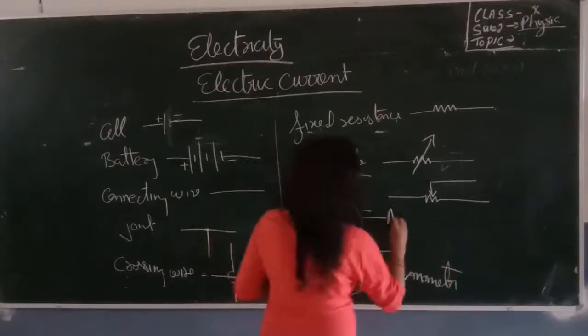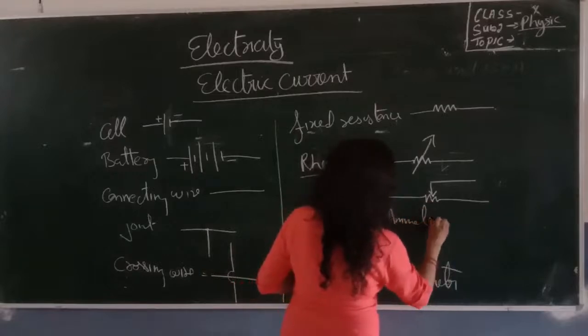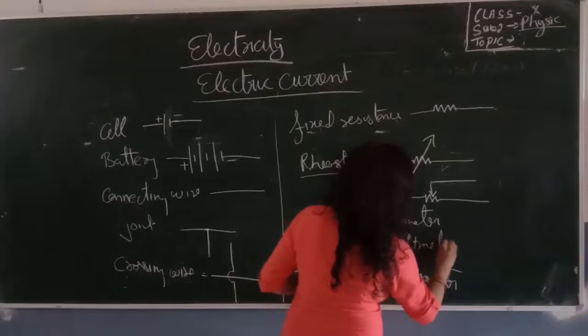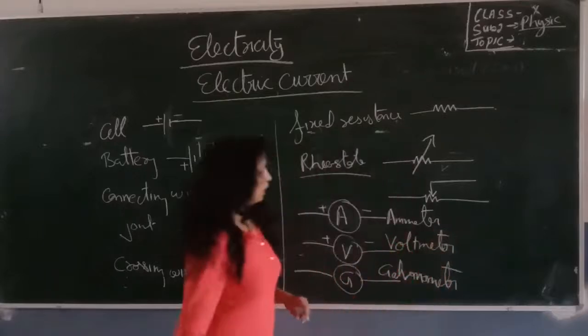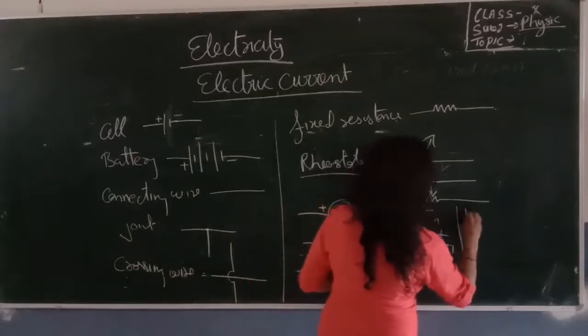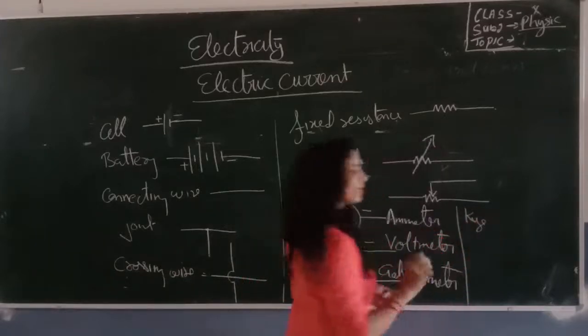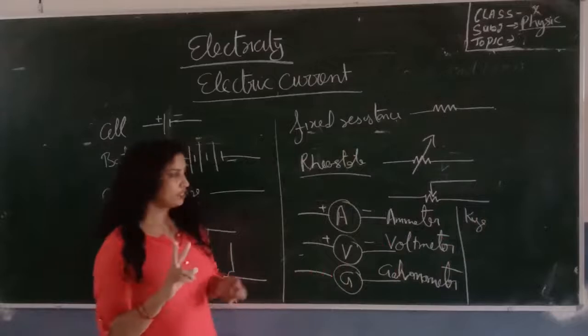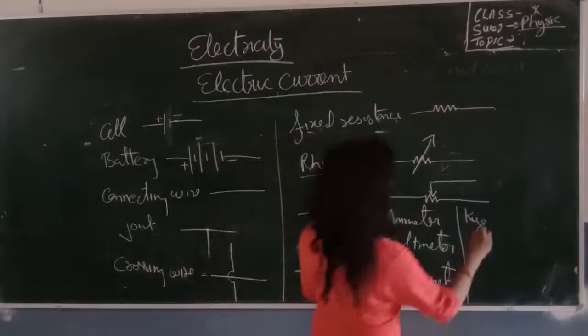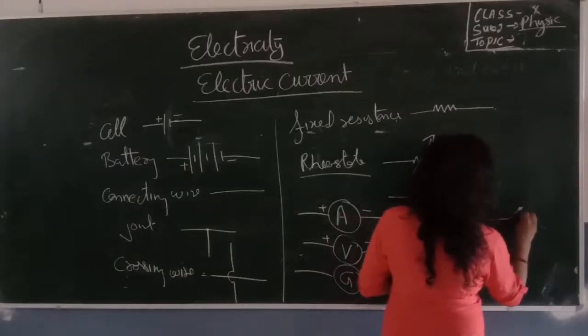And this is ammeter. This is called voltmeter. Okay, now key. What is a key? Key is just like a switch which we use for on or off. So this is the key, and we represent the key by such types of symbols.